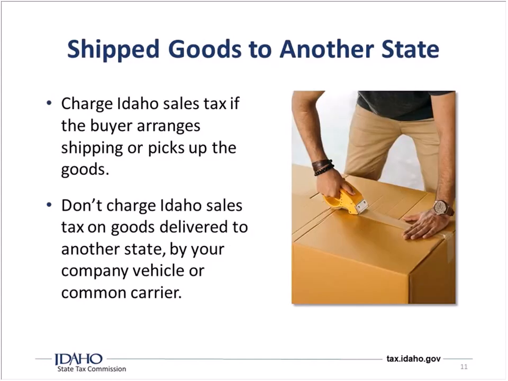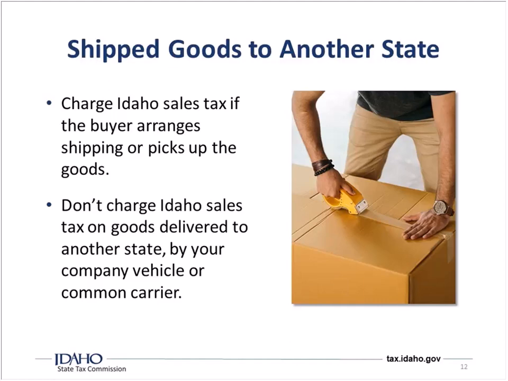One of the exceptions that we're going to talk about is whether or not you're going to charge Idaho sales tax on goods going to another state. There are some things that determine whether this is going to happen. You're going to charge Idaho sales tax if the buyer arranges shipping or if they pick up the goods in this state. You are not going to charge Idaho sales tax on goods that were delivered to another state by your company vehicle or by common carrier. So what's the difference here? The key difference is where the customer takes possession of that product.